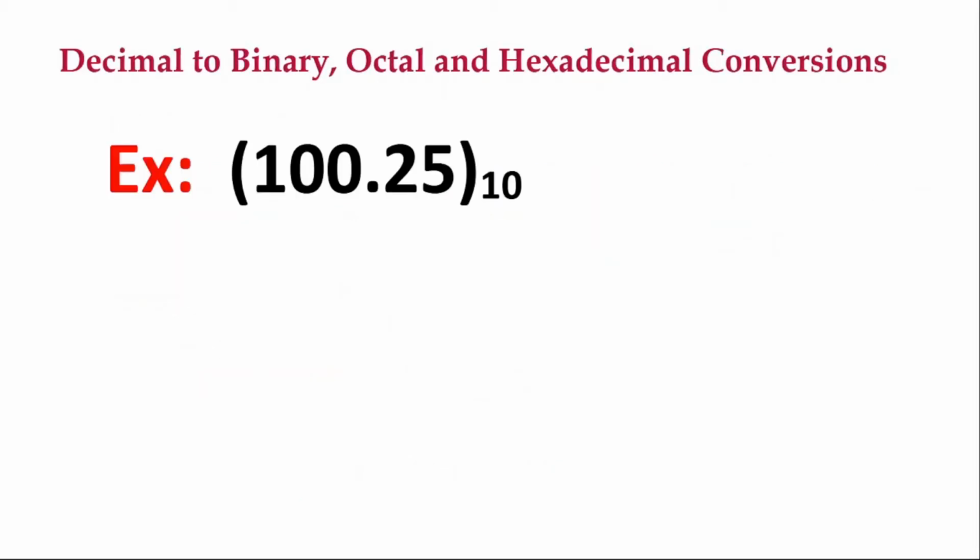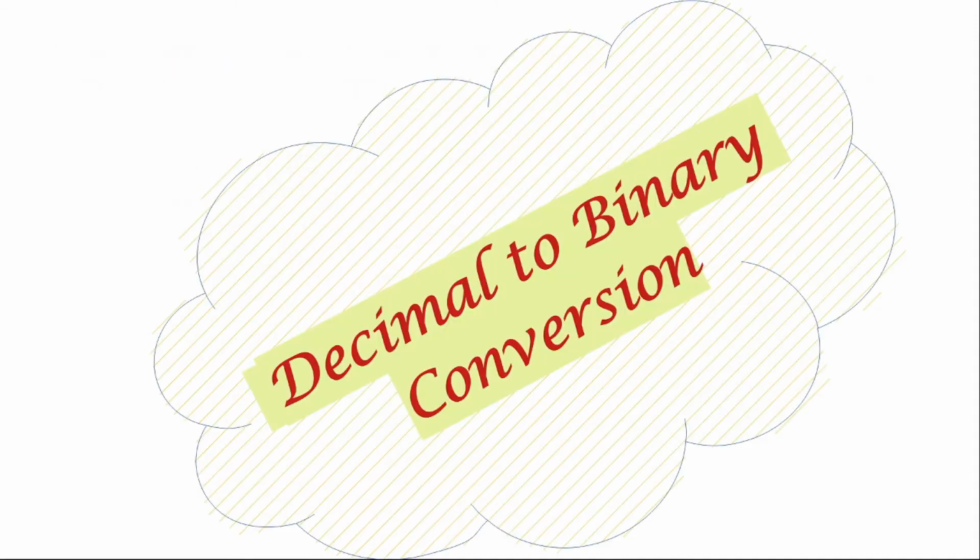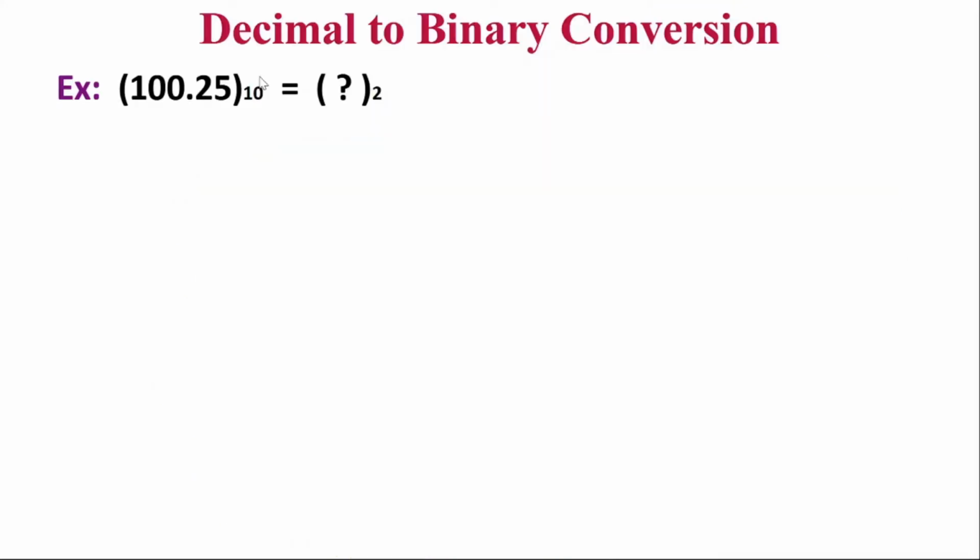Let us convert the decimal number 100.25 into binary, octal and hexadecimal number. Here the integer part is 100 and the fractional part is 0.25. Let us first convert this number into binary. For integer part, we have to perform the repeated division by 2.